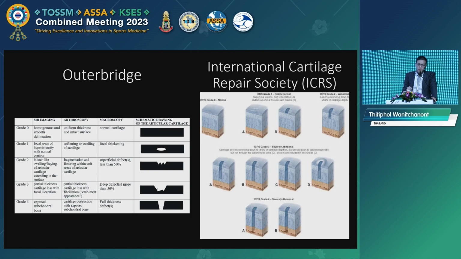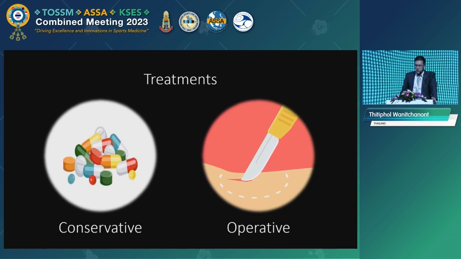Softening and fraying of the cartilage, grade 2 with less than 50%, grade 3 with more than 50%, and grade 4 exposed to subchondral bone or involving subchondral bone injury. The treatment could be conservative or operative.